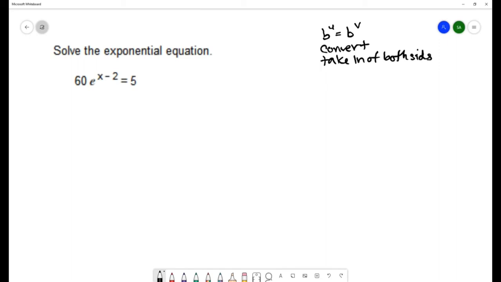I can show you both of those methods. In those methods of converting and taking the natural log of both sides, you want to isolate the exponential. So x minus 2 is your exponent, and that's attached to e. And so our exponential is e to the x minus 2. We want to have that isolated on one side of the equation. So we're going to start by dividing both sides by 60 to isolate that exponential. 5 over 60 will reduce to 1 over 12.